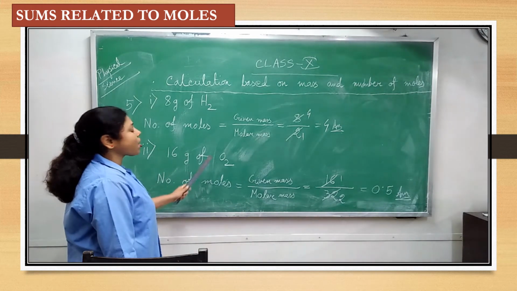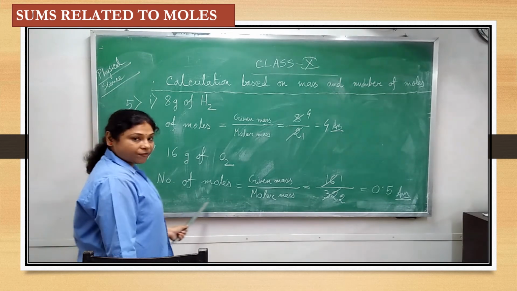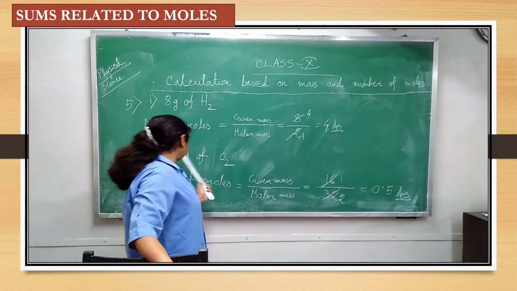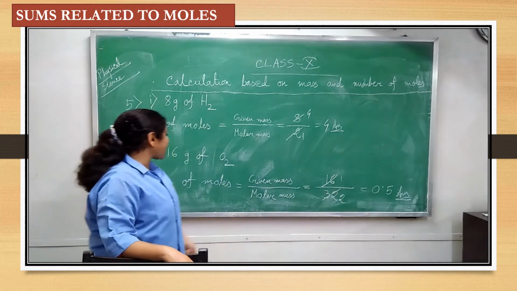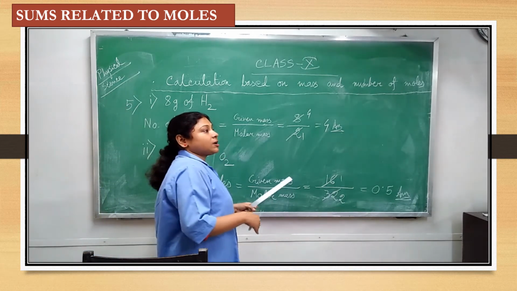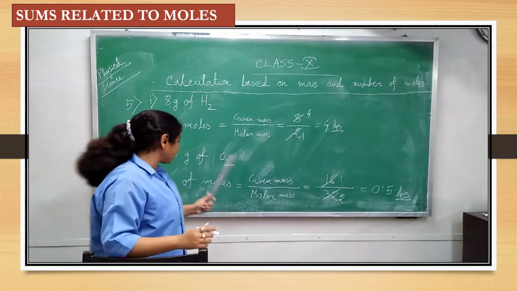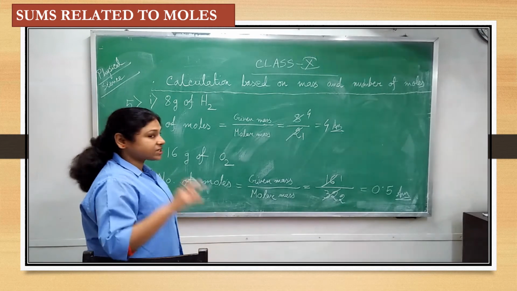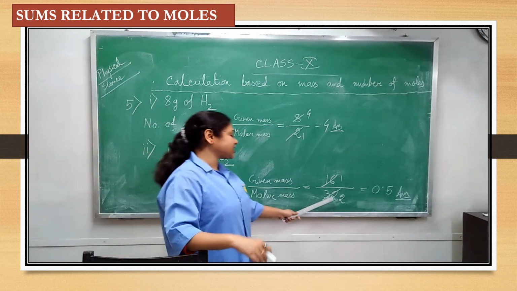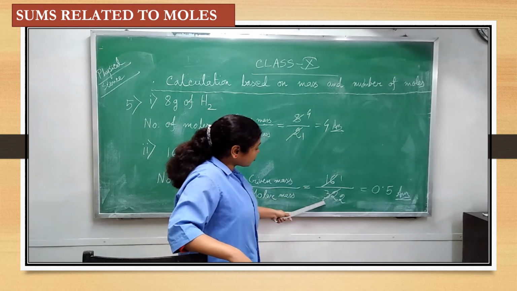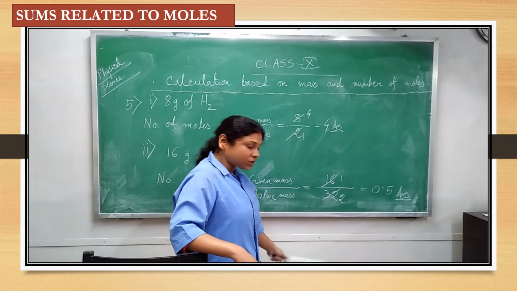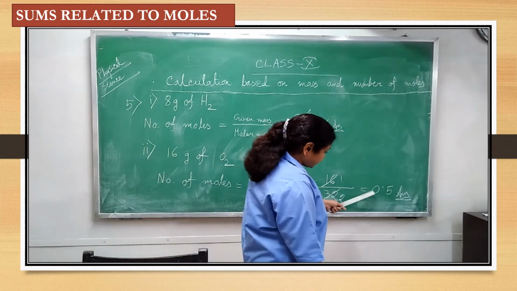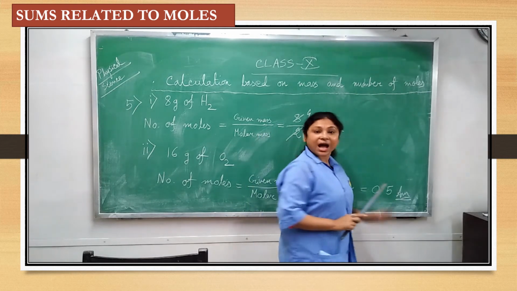Next sum is 16 gram of oxygen. Here also you have to find out the number of moles. So number of moles is equal to given mass by molar mass. Given mass is 16. And molar mass or molecular mass in case of oxygen is 16 into 2, that is 32. So we are writing 32. So 16 by 32, after reducing it's coming 1 by 2, because 16 ones are 16 and 16 twos are 32. So after calculation it will come 0.5. So 0.5 is the answer.